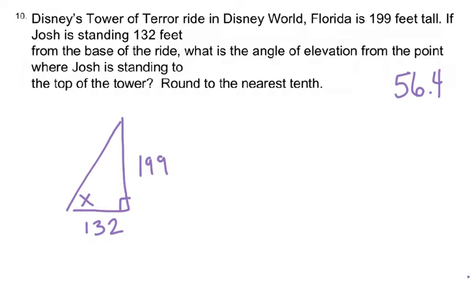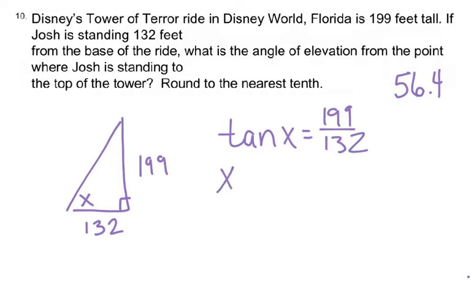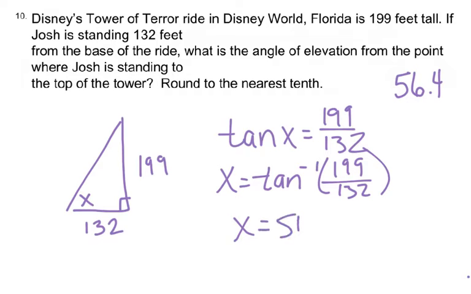For number 10, there's your picture. You have to use the tangent function. Tangent of x equals 199 over 132. Because you're finding a missing angle, you're going to use inverse tan. And when you put that in your calculator, you get 56.4, and that's degrees.